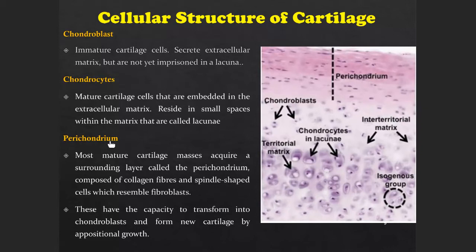It consists of collagen fibers and spindle-shaped cells which resemble fibroblasts. If you can see this entire area, this is your perichondrium. Now what is the use of it? Why are we discussing it? Because they have the capacity to transform into chondroblasts and form new cartilage. Whenever it is needed, they will form chondroblasts, and chondroblasts will in turn form chondrocytes, and chondrocytes will lead to formation of cartilage. So this is a chain. If we are asked about the cellular structure, you have to remember chondroblast, chondrocyte, perichondrium.